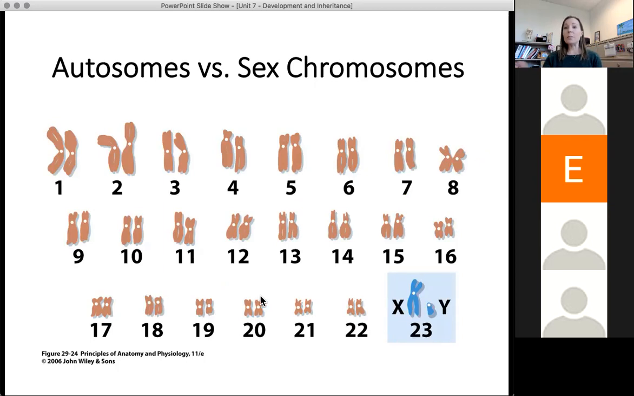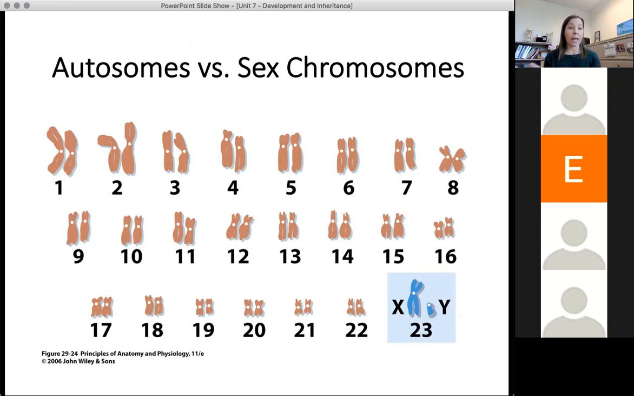The X chromosome is larger than the Y chromosome, as you can see on this picture of all the chromosomes. The X is larger. So the X chromosome contains more than 1,000 different genes. There's just room for more. The Y chromosome is a lot smaller. It only contains about 200 genes. So therefore it lacks many of the genes that are present on the X chromosome.